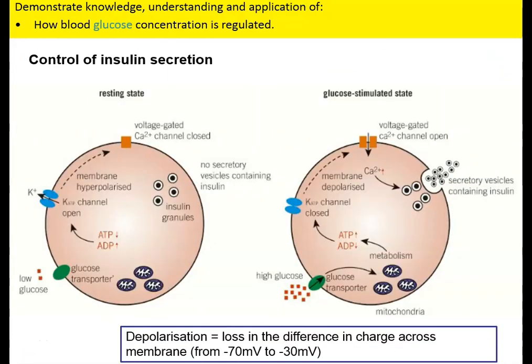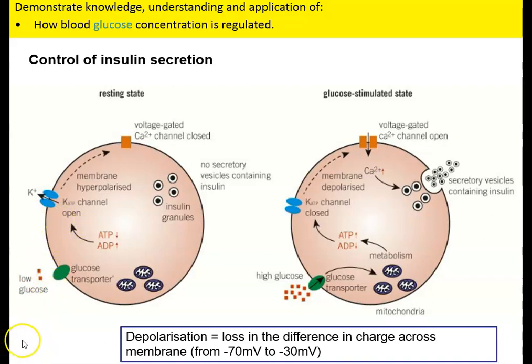The last thing you have to know about is how insulin secretion is controlled. So the beta cell on the left here, this cell is at rest. It is not currently secreting insulin. Its potassium ion channels are open, and so potassium ions are diffusing out of the cell, which means that we have a potential difference across the membrane of -70 millivolts.